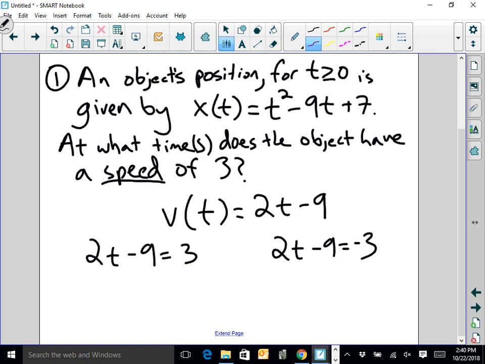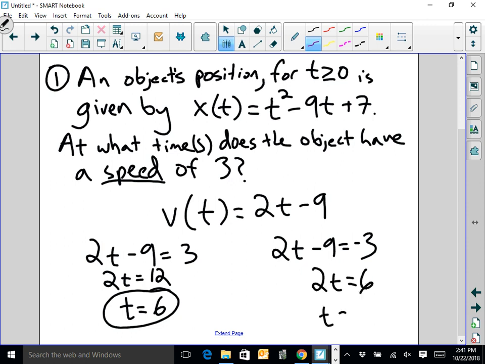Solving the left equation, I add 9, I get 2t equals 12, and I get t equals 6 as one of my answers. Solving this equation, I add 9, I get 2t equals 6, and I get t equals 3 as my other. So those are the two times, t equals 3 and t equals 6, my object has a speed of 3. That make sense? Okay, so let's talk about looking at problems and knowing what to do.